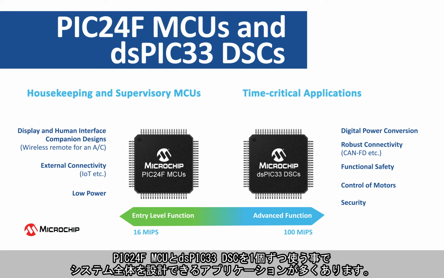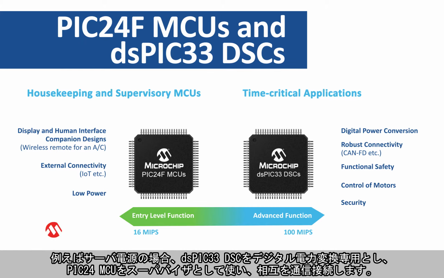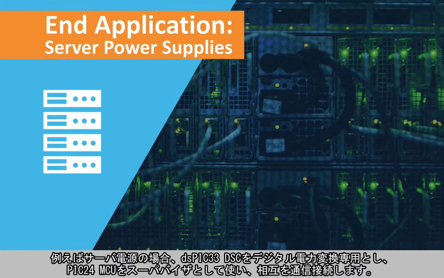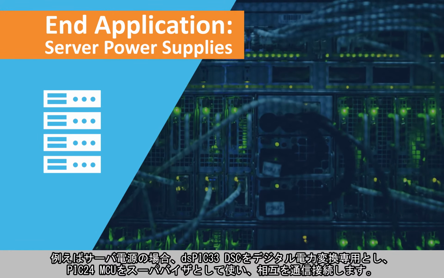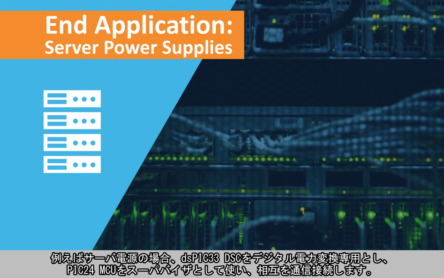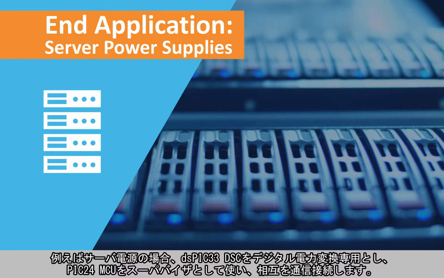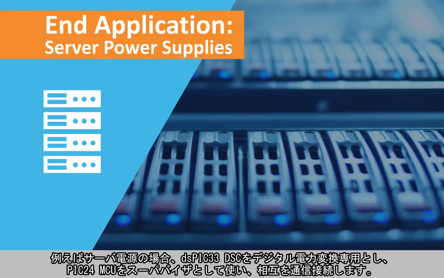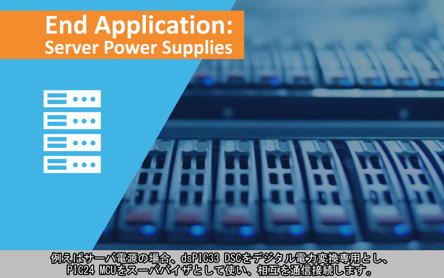There are many applications where a PIC24 MCU and a dsPIC33 DSC can be used to design a complete system. For example, in server power supplies, the dsPIC33 DSC can be dedicated for the digital power conversion, while the PIC24 MCU can be a supervisor, implementing connectivity.